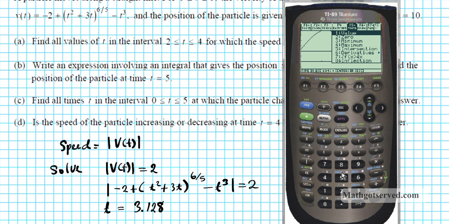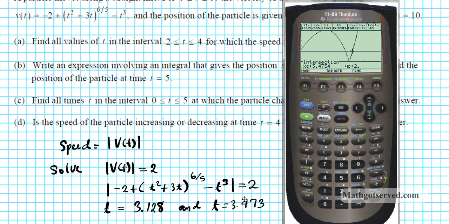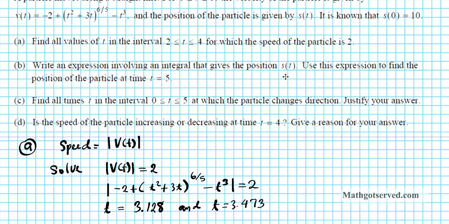We're looking for the intersection: option 5, first curve, enter, second curve, enter, lower bound, enter, upper bound, we go to the right of the intersection, enter, we'll get 3.473. Okay, so t equals 3.124 and t equals 3.473 are the times where the speed is equal to 2. All right. Okay, let's move on to part B.